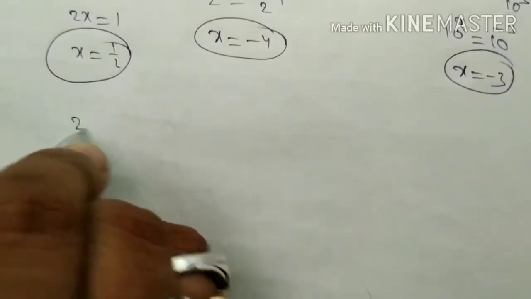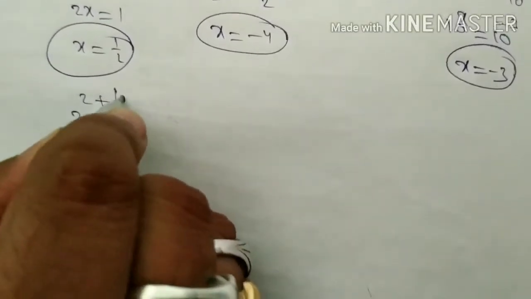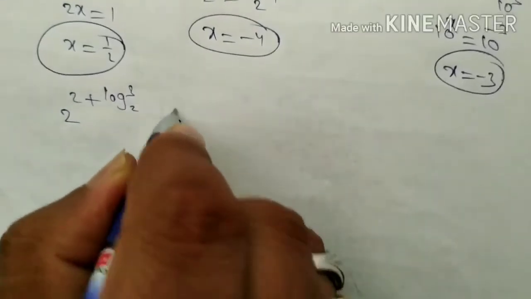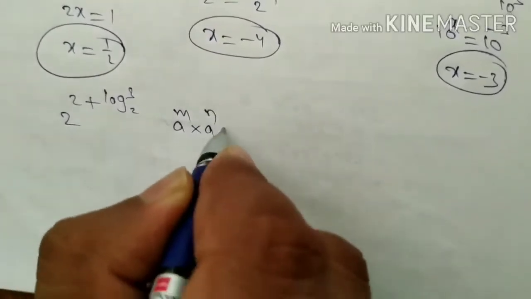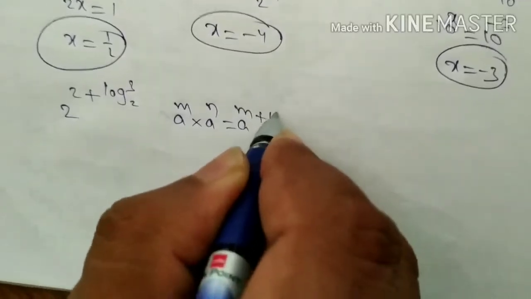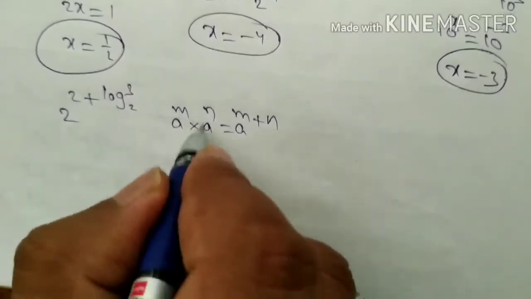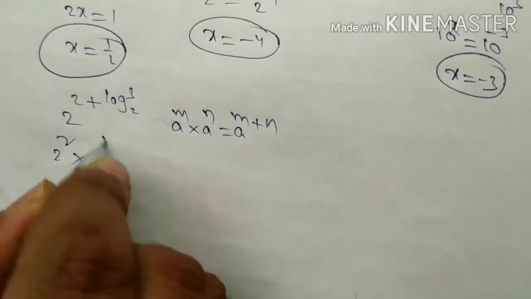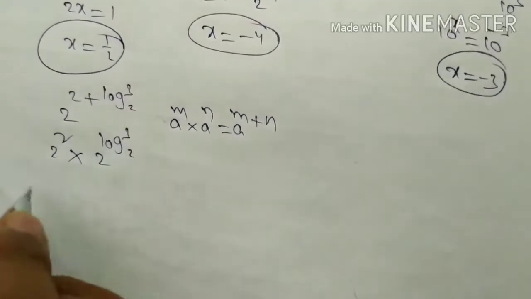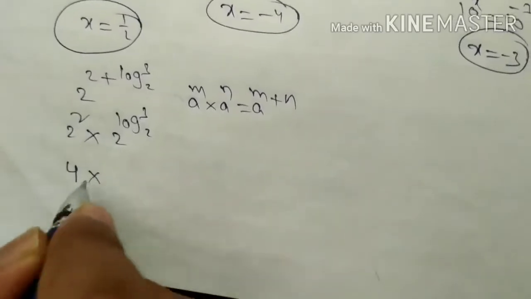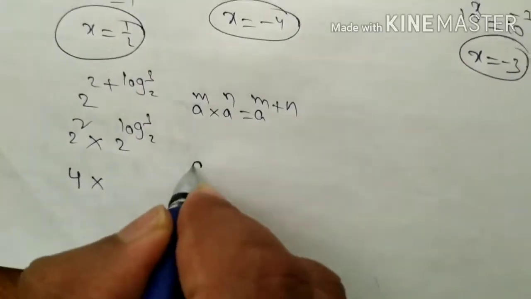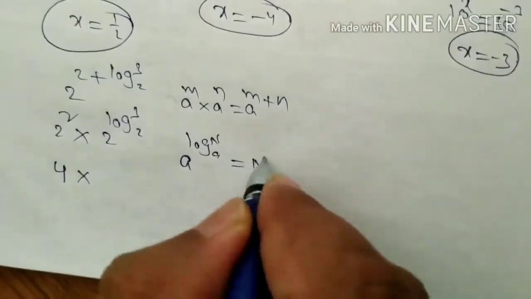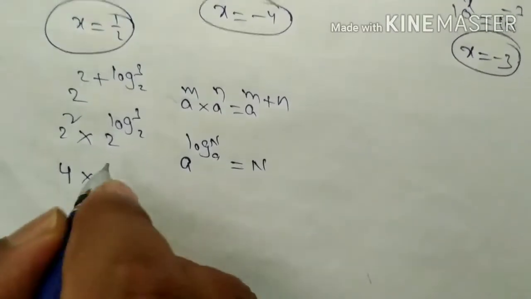2 power 2 plus log 3 base 2. When you see this, it is in the form of a power m into a power n, that is a power m plus n, a power m into a power n. So 2 square into 2 power log 3 base 2. 2 square value is 4. Here this total cancels, according to the formula a power log n to the base a is equal to n. So with the formula, the value is 3.